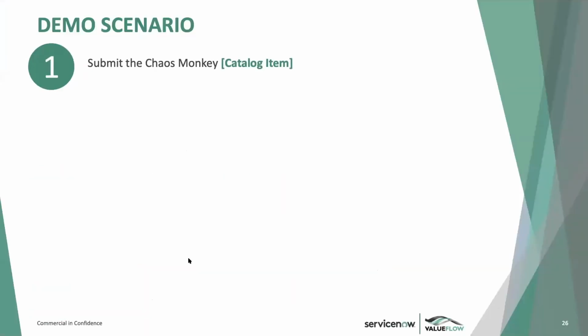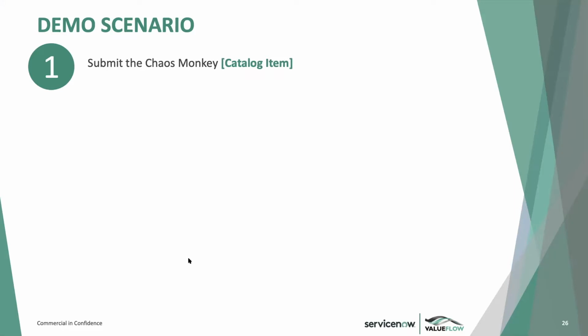So the demo will be 5 key steps. We're going to submit the Chaos Monkey, which is a catalog item. Chaos Monkey is something that came from Netflix originally, where it's basically putting resilience into your infrastructure by randomly killing parts of your servers or services and seeing if your operations can handle that and bring that up so that you're prepared for the emergency event.